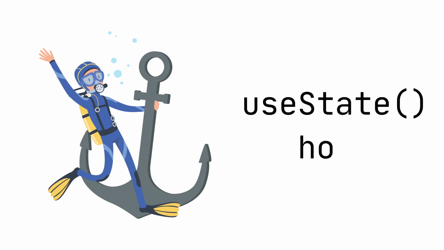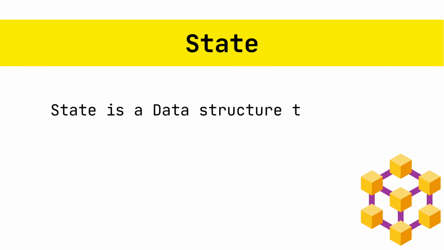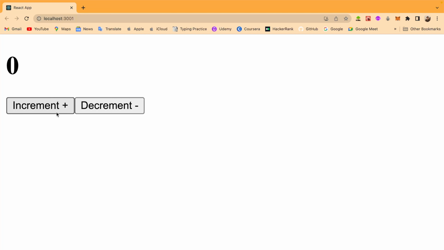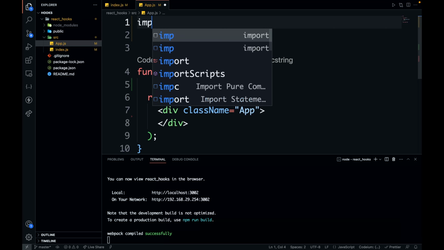Before we dive into the useState hook, let's first understand what state is in React. State is a data structure that stores information about the component that can change over time. For example, if we have a counter component, the number of counts will change as the user clicks the increment or decrement button. In React, we can use the state to track the changes and update the component accordingly. Now, let's move on to how to use useState.